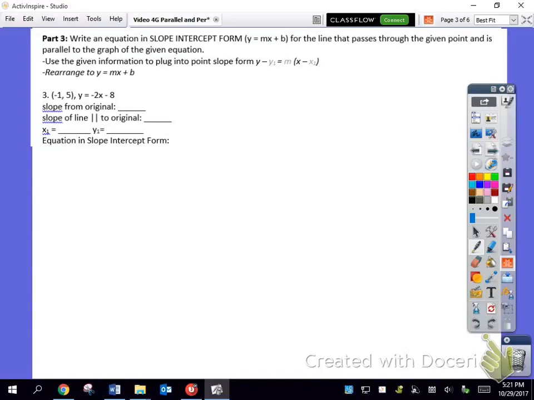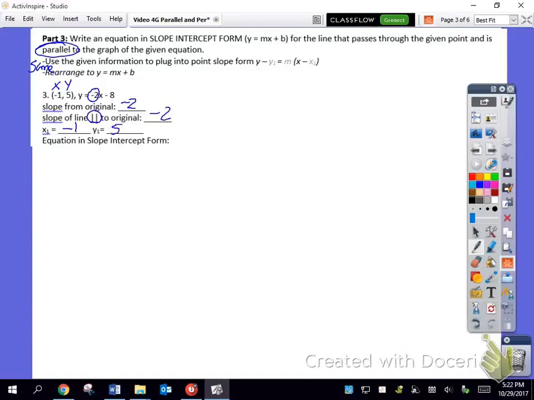So I want to write an equation in slope-intercept form passing through a point, and it's parallel. Now remember, parallel means that the slope will be the same. So you want to have the same slope. So you got your x and your y. Slope is negative 2. The slope of a line that's parallel will also be negative 2, so it'll be the same. The x is negative 1, the y is 5.